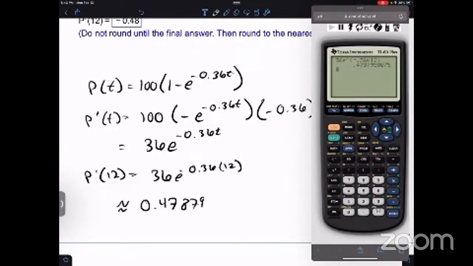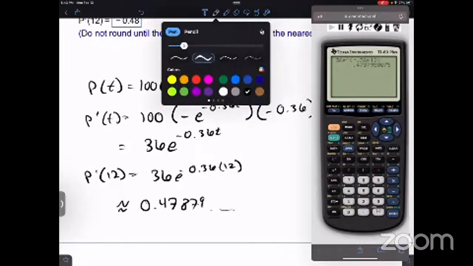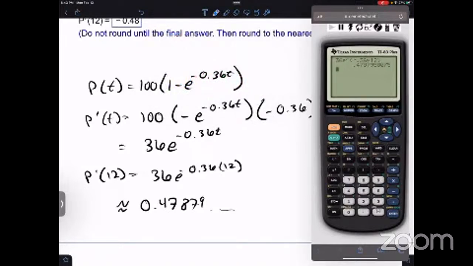So the tenths position is this 4 right here, right? If we're going to round to one decimal place, we have to look at the number behind the 4. That 7 tells us to round up. So that's where the 0.5 came from. If we round to one decimal place, that's where the 0.5 came from. Okay, thank you.